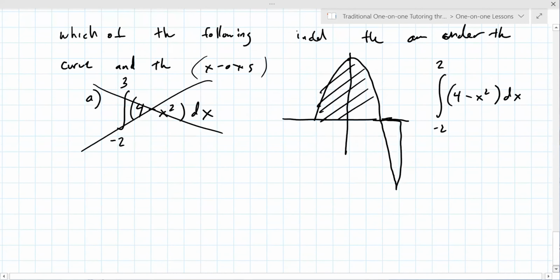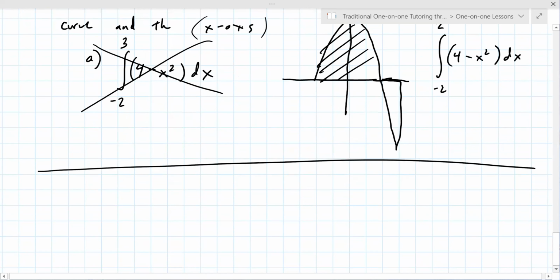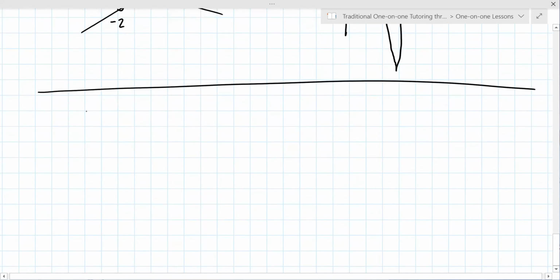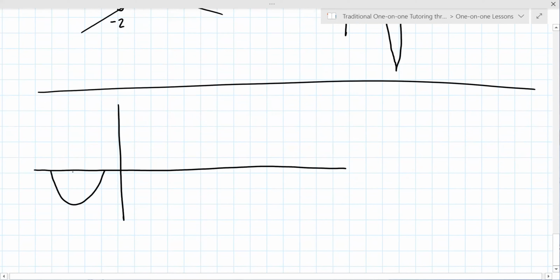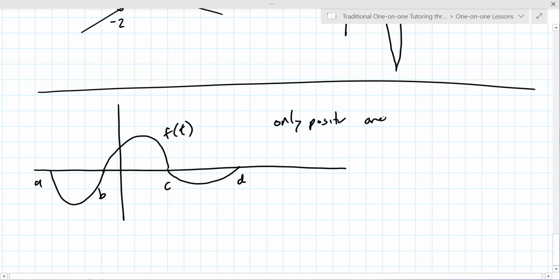What else could your instructor ask here? I think maybe here's another possibility. They give you something like this: here's A, B, C, and then D, and this is f of t, and they want this written such that it's only positive areas. Okay, so B to C, f of t dt, that's great. That's the easy one.